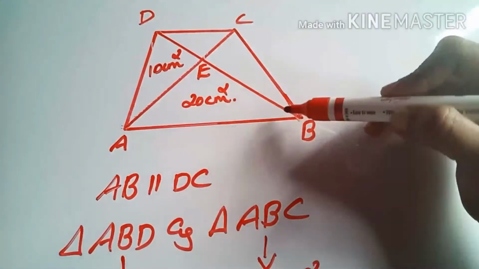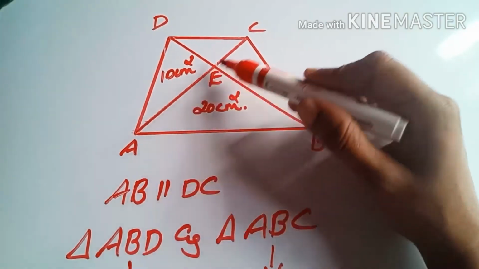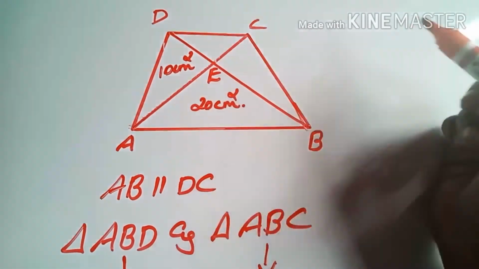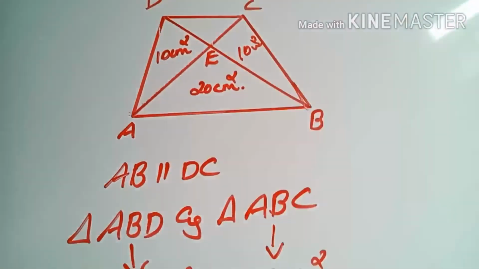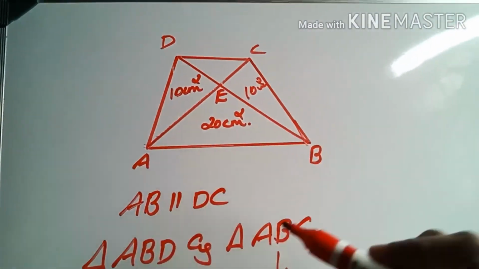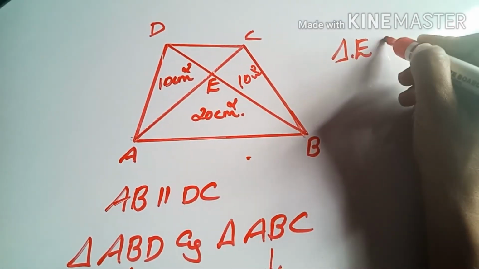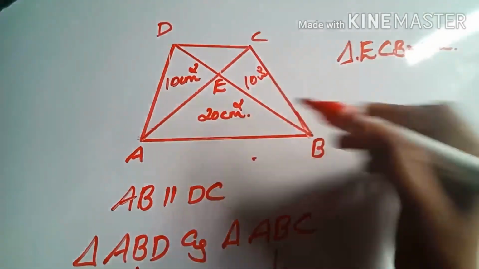But in triangle ABC, only one portion is given, that is 20. So in order to get the complete area as 30, what will this one be? This will be 10. Then only we will get it as 30. So triangle ECB portion will be 10 centimeter square. Okay, so the first portion we got.